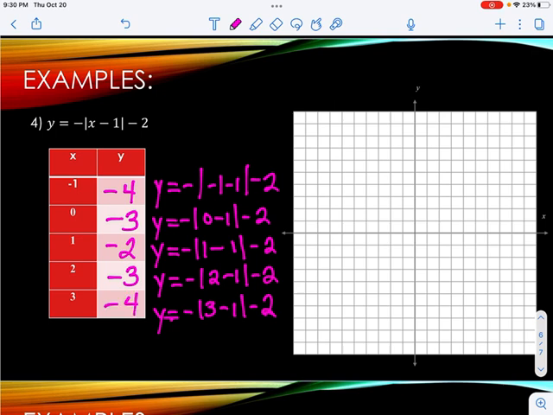So I come over, negative 1, negative 4. So left 1, down 4. Neither left or right, but I'm going to go down 3. I'm going to go to the right 1, down 2. Right 2, down 3. And right 3, down 4. Connect our points, and there is our graph.